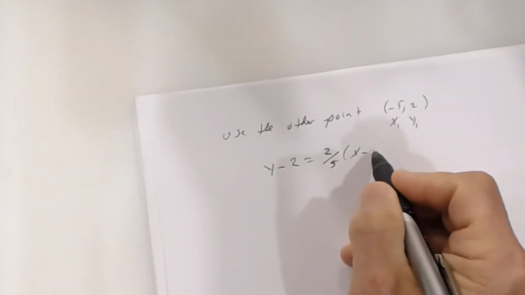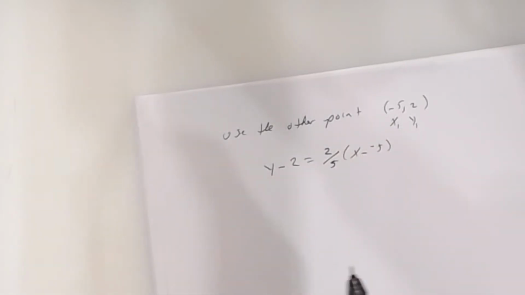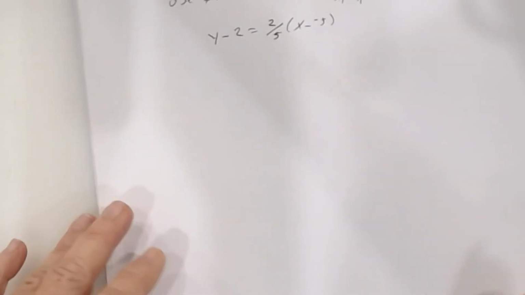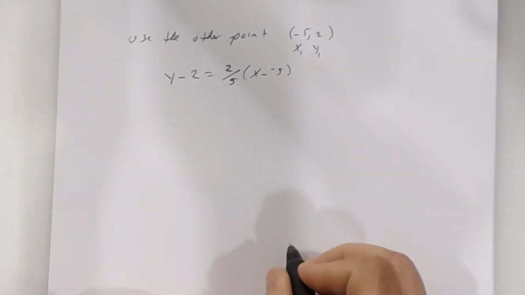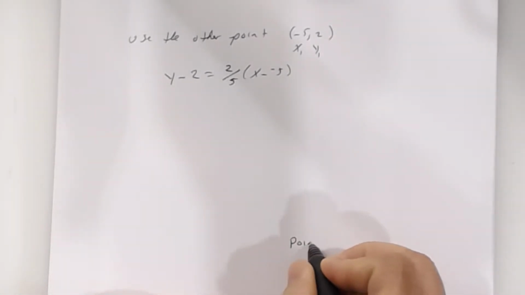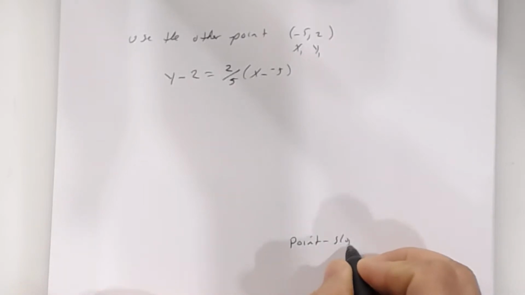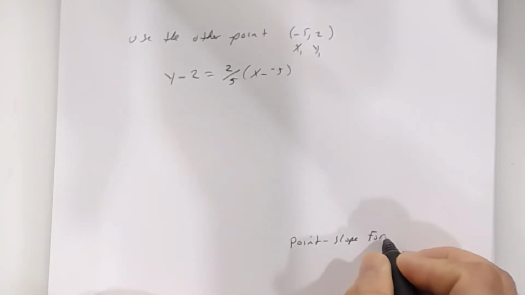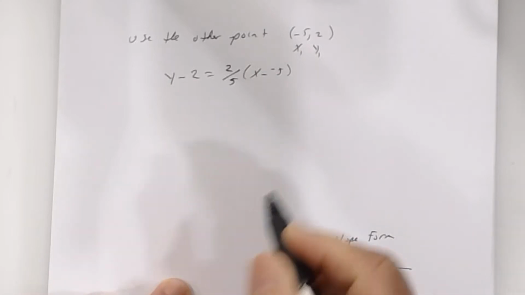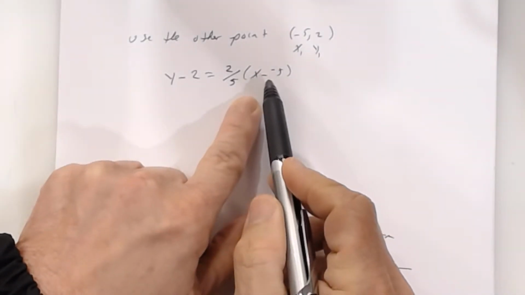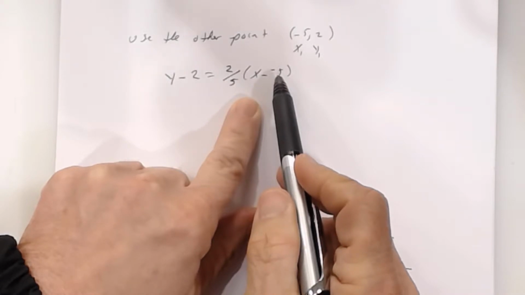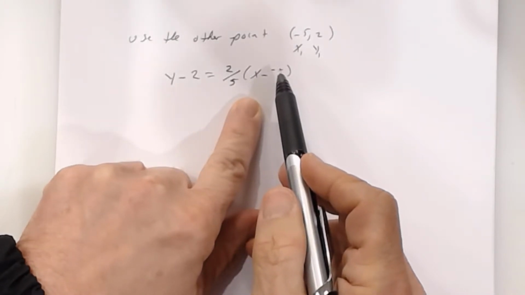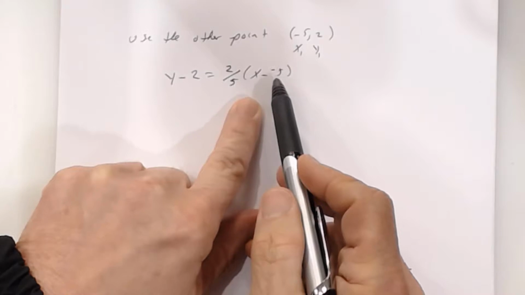What's x1? Negative 5. Okay, now listen carefully. When you put this in point slope form, I expect you to remember that x subtract a negative 5 means what? X plus 5, so you've got to rewrite it. Don't leave it like this. Don't leave it as a double negative.